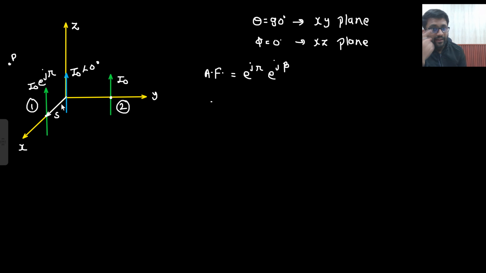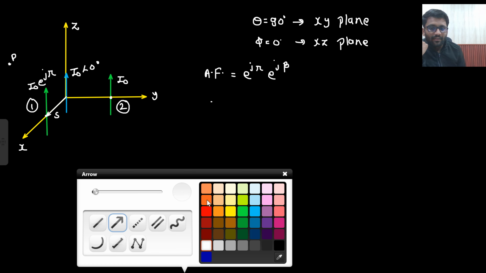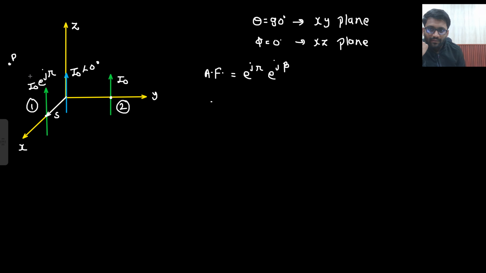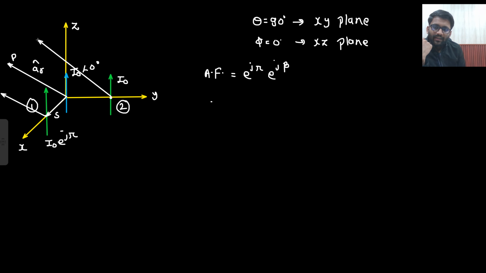And then a_r cap. Where is my a_r? My a_r is here. This is my a_r. Say yes or no. I will write down the current downward. The current is I naught e to the power j pi. So where is my a_r cap? This is my a_r cap. Like this is a far field point. So this will be a_r cap for this guy, and for this guy, this will be the a_r cap. So this is how the a_r cap is going. Are you getting this point or not?